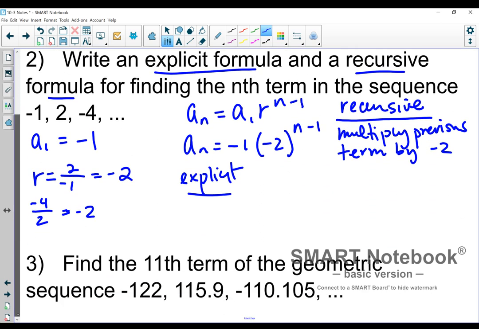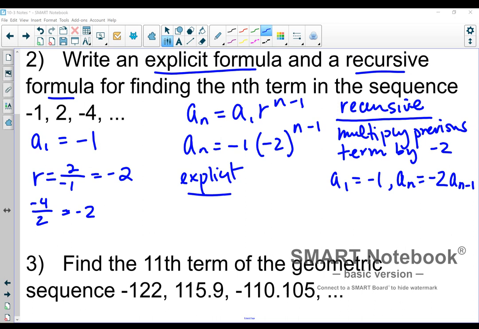And when I write a recursive formula, I always start out with whatever my a sub 1 is, and that's -1. And then I find a sub n by taking the previous term and multiplying by -2. If I'm looking at a sub n, the previous term would be a sub n minus 1. So I want to take that previous term and multiply by -2. So now we've got a recursive formula as well.